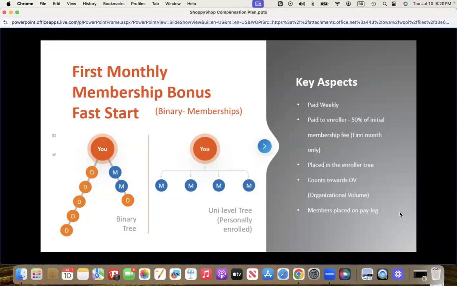On the right-hand side, you're going to see the enrollment tree. On the enrollment tree, you're going to notice that in the unilevel or the enrollment tree, which pays weekly, by the way, the 50% is going to get paid and they're going to be placed frontline to you as well. So you'll learn about these two trees and how they work. But the main point that I want to make is that you're going to take 50% of that initial sign up fee. Next slide.